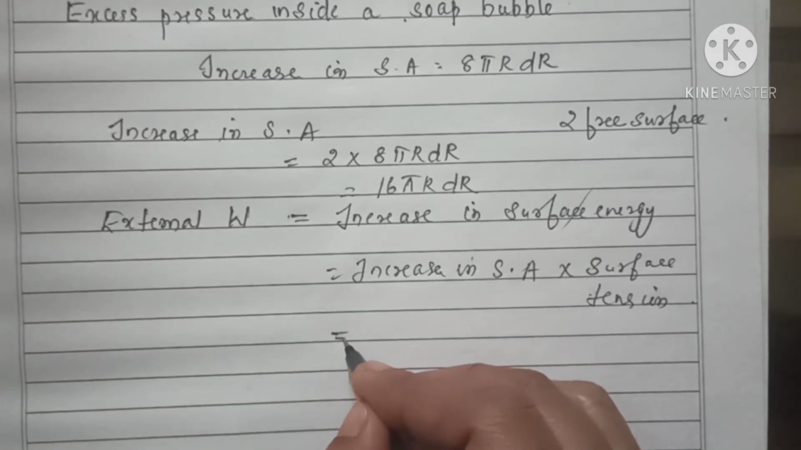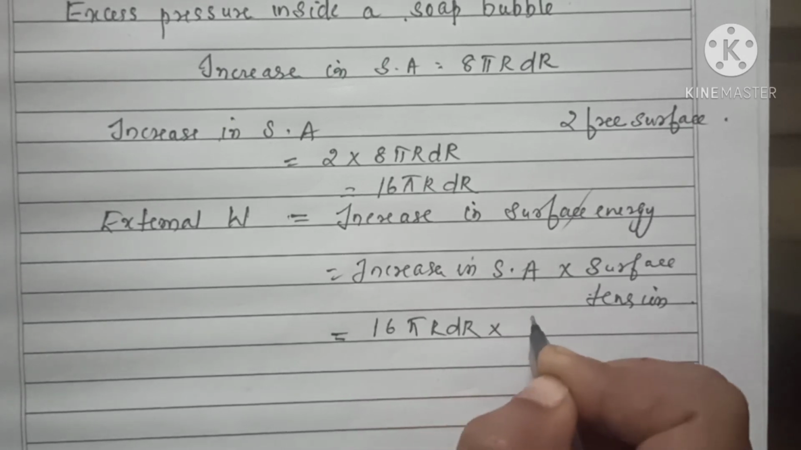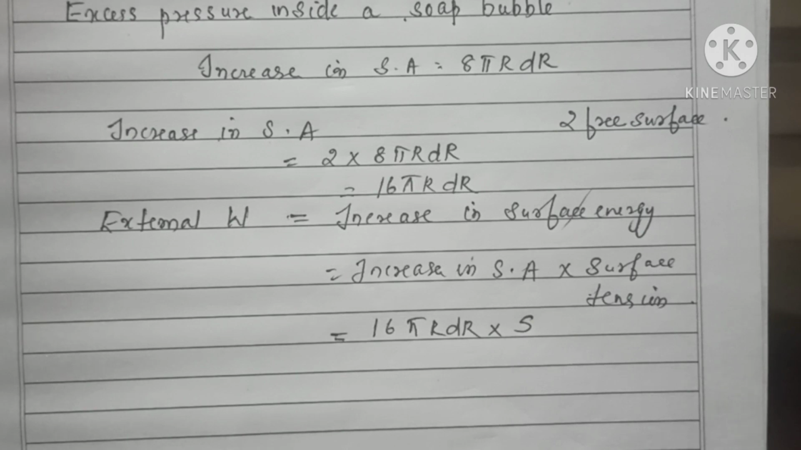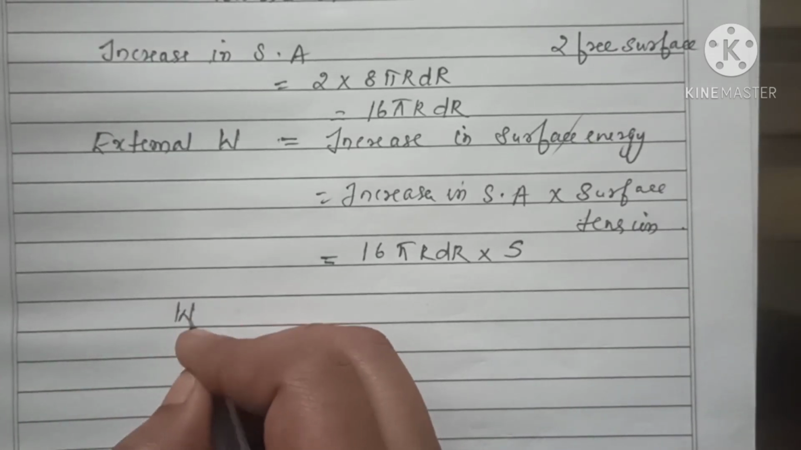That is what we got now. That is 16 pi r dr into surface tension. So 16 pi r dr into surface tension is the expression for the external work done. Now similar to the last case, we want to find the expression for work one more time.